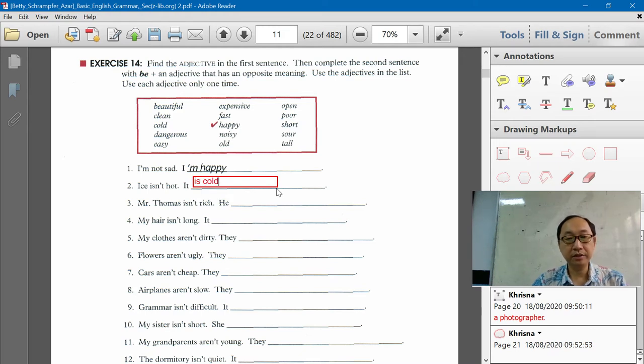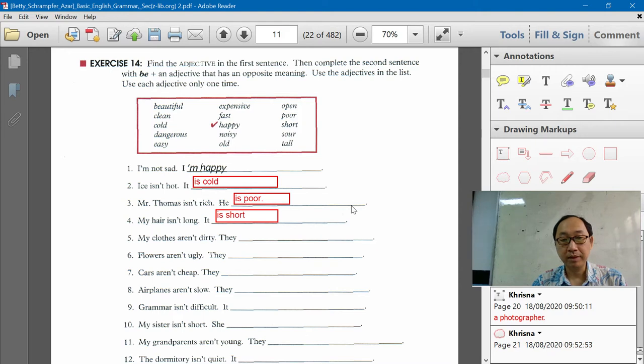So please pay attention. Untuk adjective tidak ada bentuk tunggal atau jamak. Jadi expensive ya expensive, nggak ada expensives atau fasts. Open ya open, nggak ada opens. Adjective has no singular or plural form, dia nggak punya bentuk tunggal atau jamak ya, itu satu bentuknya. Mr. Thomas is not rich, he is poor. My hair isn't long, it's short.